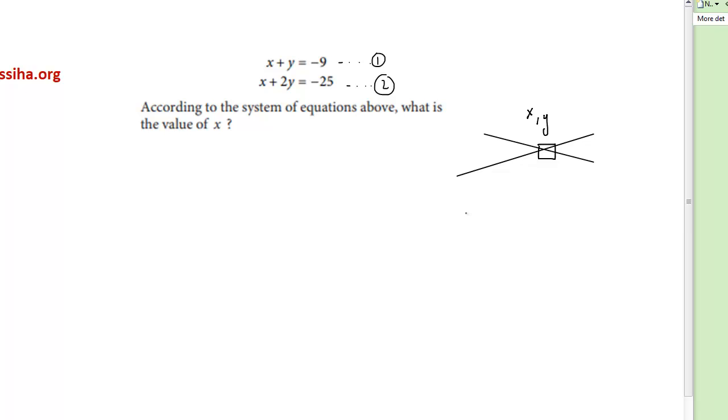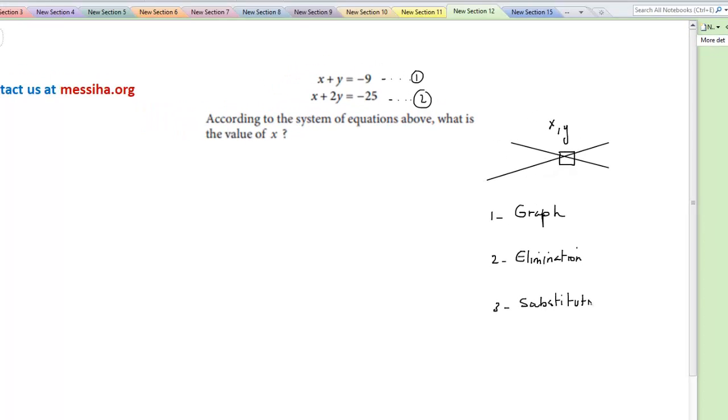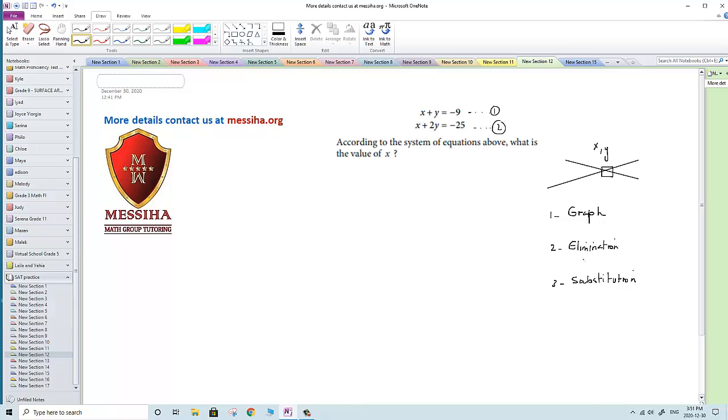I have three types of solution: either using the graph, or there is a method we call elimination, or there is a method we call substitution. So here, which method am I gonna use? I see that there is x here and x here. So if I change either one of the two to negative x, I can eliminate x. And when I eliminate x, I'm gonna find y, and when I find y, I can use any equation to find x back.